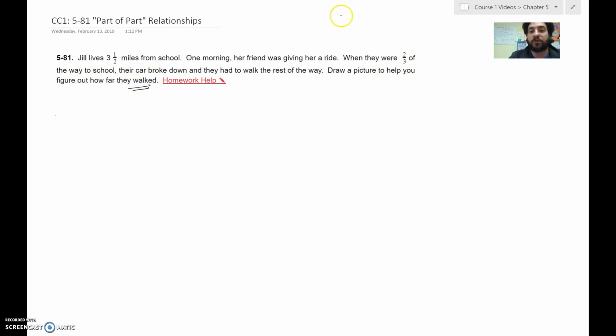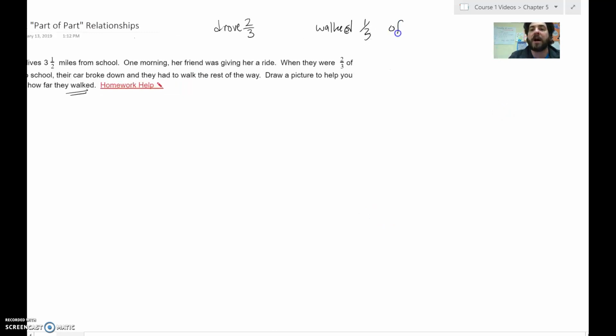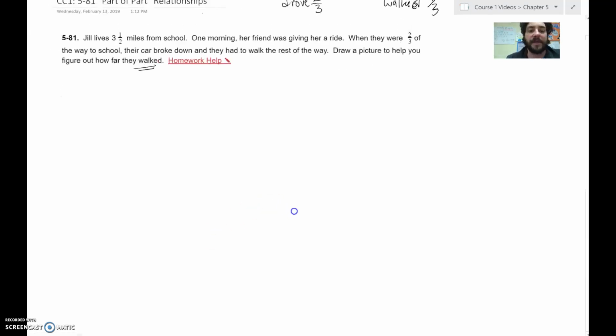So they drove 2/3 of the way, so that means they walked 1/3 of the way. They walked 1/3 of 3.5 miles. Right, 1/3 of 3.5 miles. So that's what we're figuring out. What is 1/3 of 3.5 miles? Because that's what they walked.